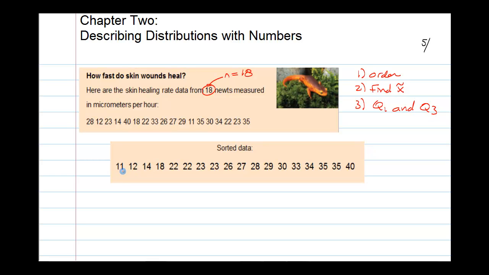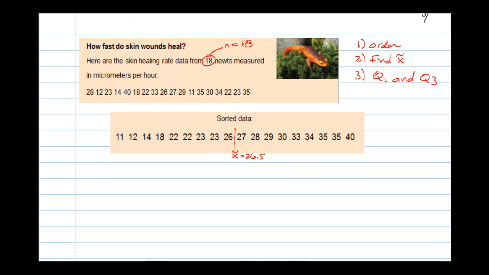So again, I have 18 data points here. Now because I have 18 data points, I know I'm going to have to end up averaging the two middle values. So when we work through here, I take 18 plus 1 is 19, 19 over 2 is 9.5. So we need to average the 9th and the 10th values. So 1, 2, 3, 4, 5, 6, 7, 8, 9, 10. The true median is right in between here, and the average of 26 and 27 is 26.5. So my median is 26.5.